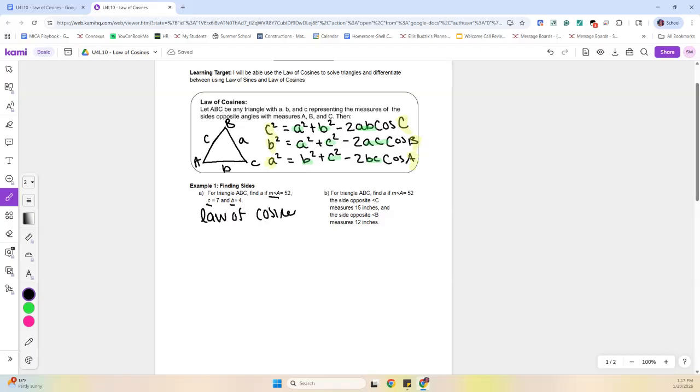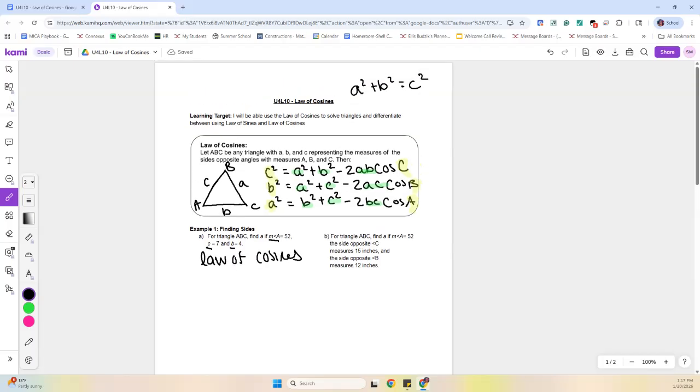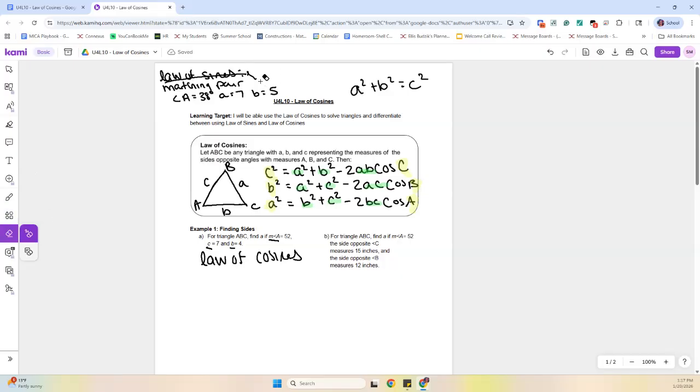And actually, let me write that out. So up here, we're going to be using law of sines if we have a matching pair. For example, angle A equals 38 degrees, side A equals 7, and maybe you'll have a B equals 5 or something like that. That's going to be your law of sines. Oops, I didn't mean to cross that out. That's going to be your law of sines.